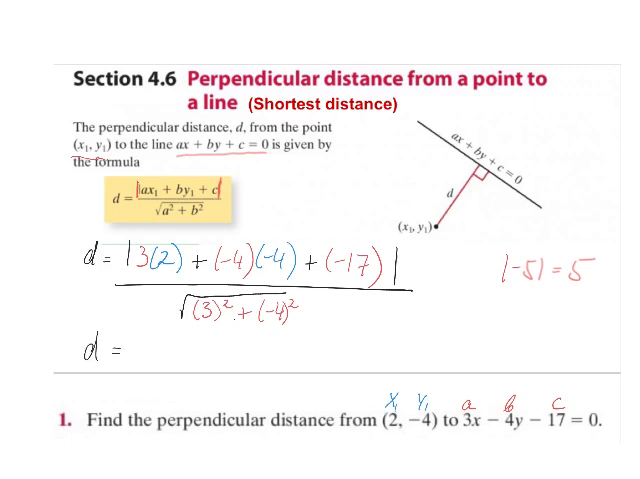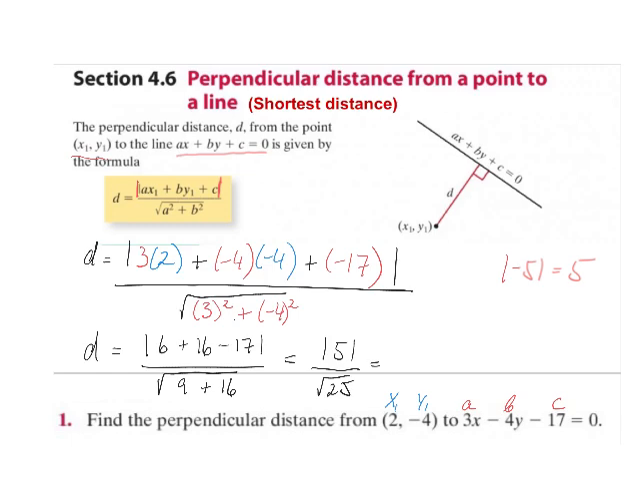So D equals 3 times 2 is 6. Minus 4 times minus 4 is 16. Plus, minus 17. And that over the root of 9 plus 16. Okay, so on the top, 6 plus 16 is 22. Minus 17 is 5. And this would be the root 25.